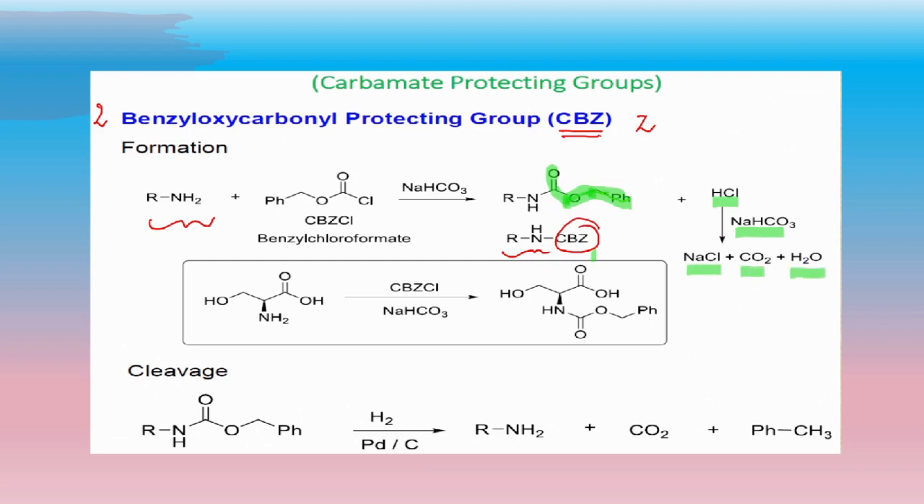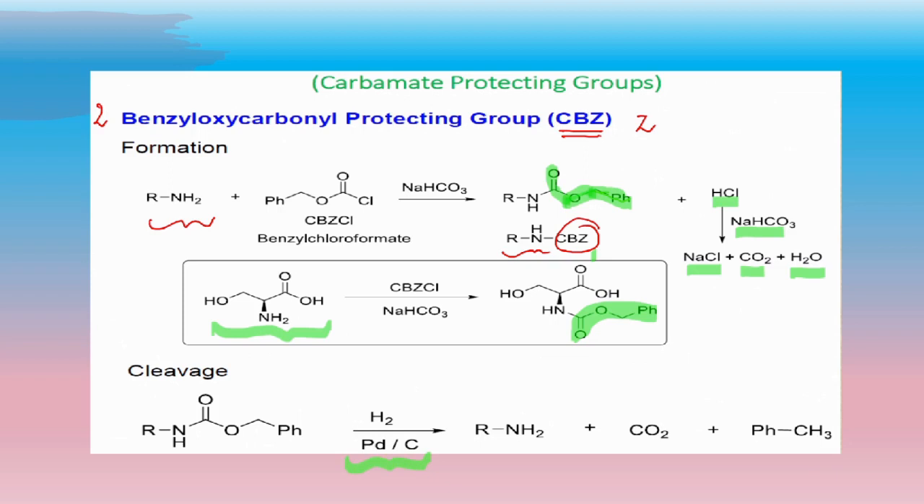And here you can see this particular amino compound is protected using benzyl oxycarbonyl chloride in the presence of a base, and you'll get a benzyl oxycarbonyl protected amino group. And in order to deprotect this particular compound, we use hydrogenolysis reaction in the presence of palladized carbon.